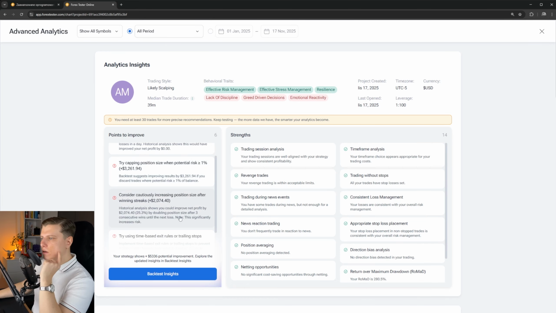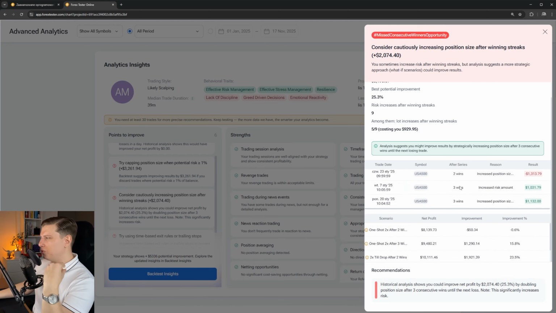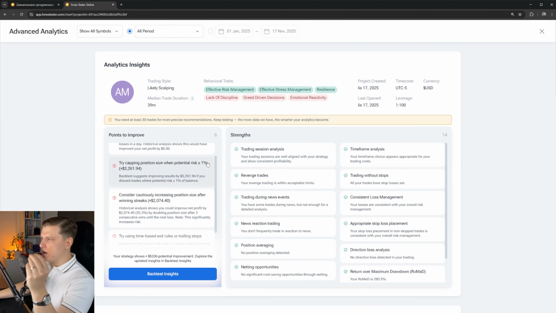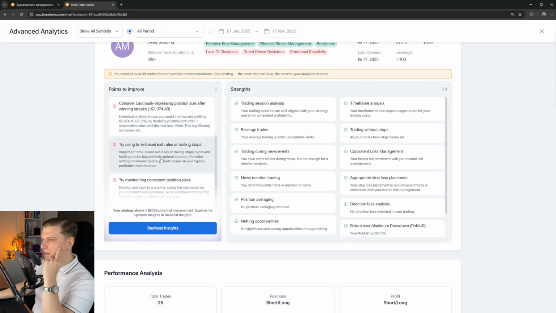And consider consciously increasing position size after winning streaks. And this is something that is pretty interesting, because this is something that most professional traders do. They actively increase the size after consecutive wins. But to be honest, in this scenario, within this strategy, I would not be so sure to actually do it like this. Try using time-based exit rules or trailing stops.